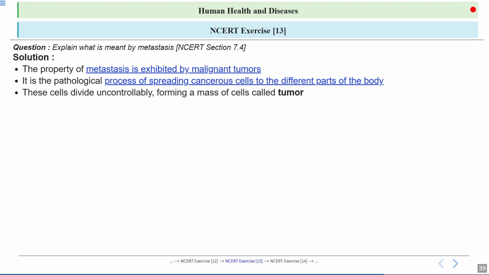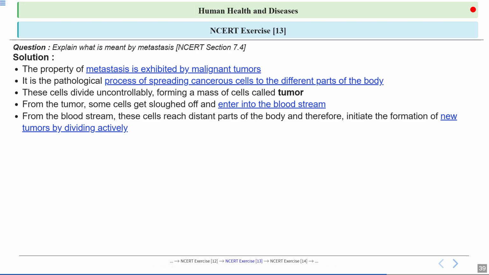Now, these cancer cells divide uncontrollably, forming a mass called a tumor. Some of these tumor cells break away and enter the bloodstream. The blood acts like a transportation system, carrying these cells to other parts of the body, much like a river carrying seeds downstream. Once in the bloodstream, these cells can reach distant organs and start forming new tumors by dividing actively. This is why metastasis leads to development of secondary tumors, making cancer treatment more complex.